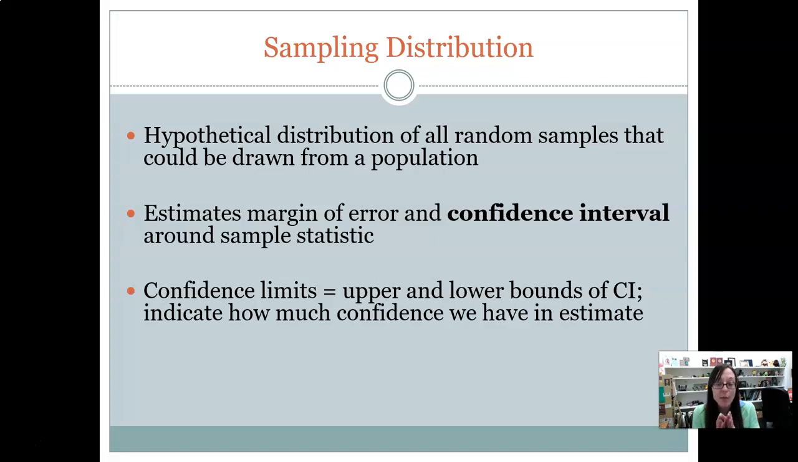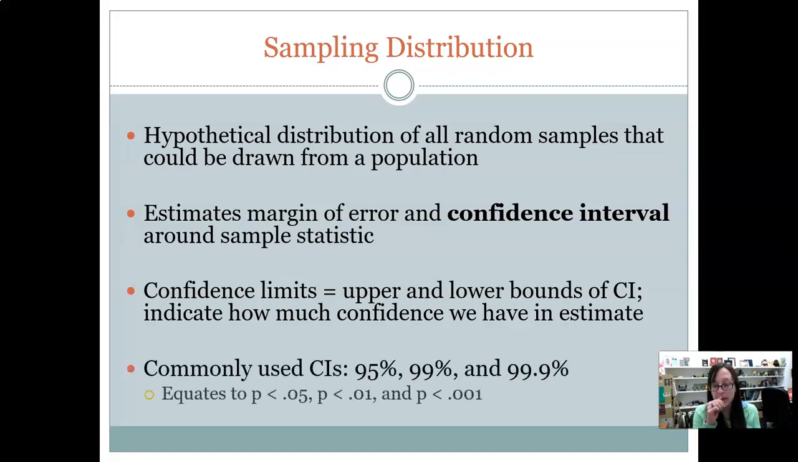If you have a really small confidence interval, let's take height, and you say, here's our sample statistic, plus or minus an inch, that's a really small confidence interval. So you are really sure about your sample statistic and that being representative of the larger population.